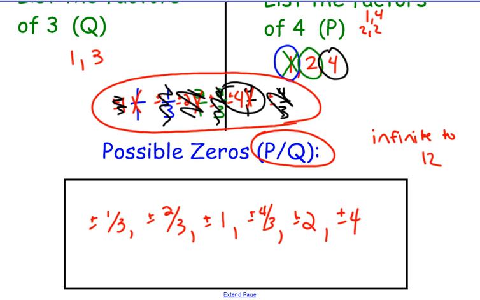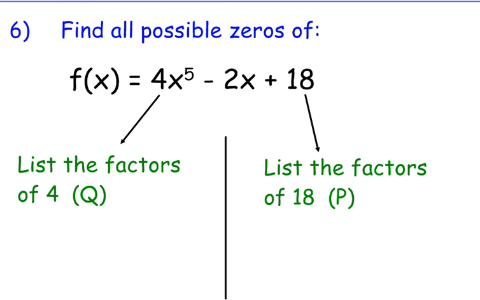Okay, tomorrow, or in our next lesson I should say, we're going to actually use these. So for now I want you to be able to find them, and tomorrow we'll explain a little bit more about how we would use them. The last one we're going to do, there's just going to be 2 of them today, is this problem right here. 4x to the 5th minus 2x plus 18.